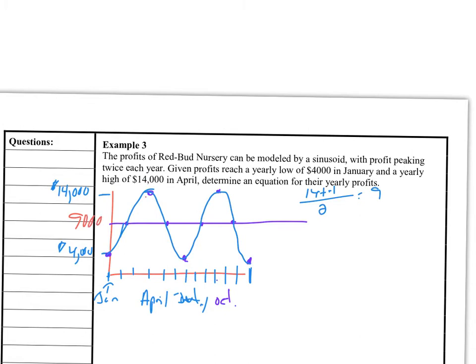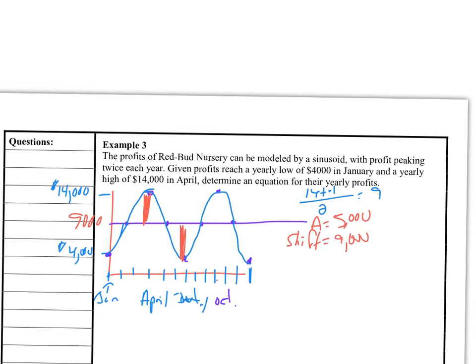From there, you ask yourself, what is the amplitude? What's my distance? All right, and it's from the middle to the peak, or the middle to the low. All right, from 9 to 14 is 5, or from 4 to 9 is 5,000. So we now have our amplitude is 5,000. We said our shift was at 9,000.